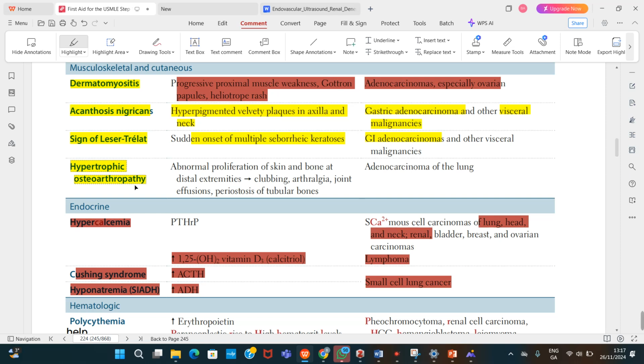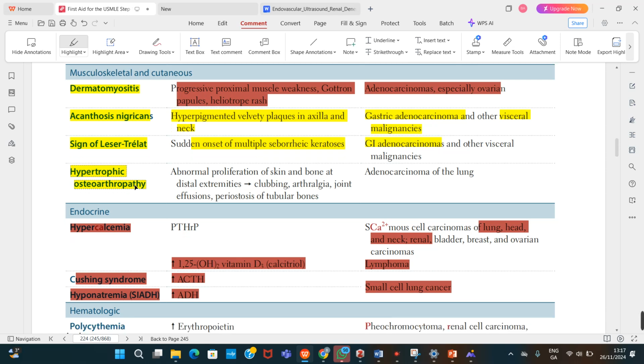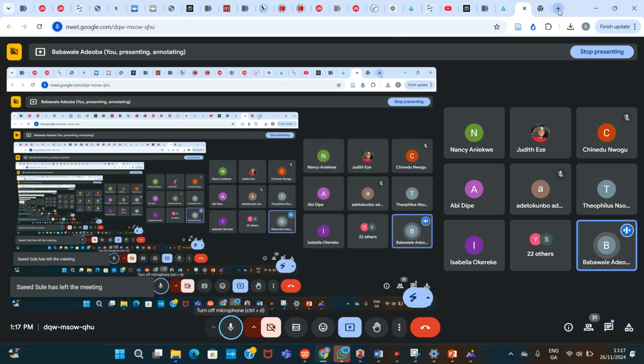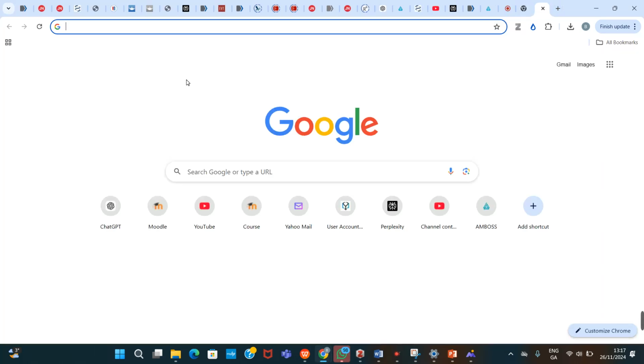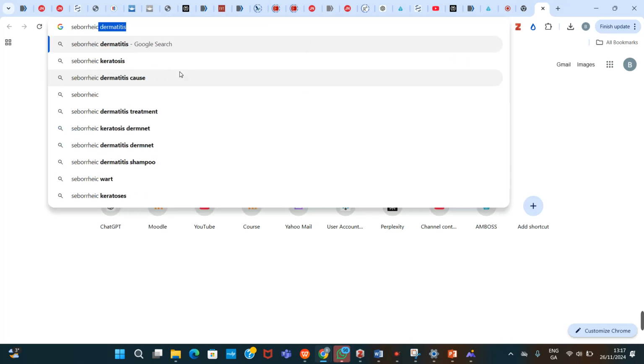Sorry, I'm not showing this lesion so that we know them. Is there anybody that wants to see this lesion? I think we all know all these lesions, right? Can you show the laser-trélat sign again? Let me do it, I don't want to assume. So which one do we want to show now? Multiple seborrheic keratosis.